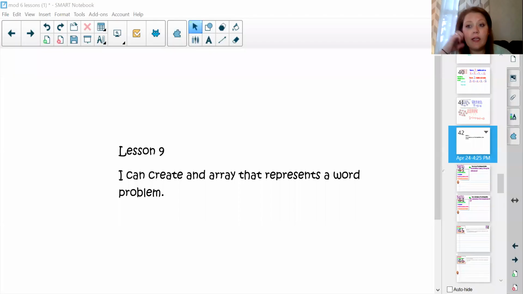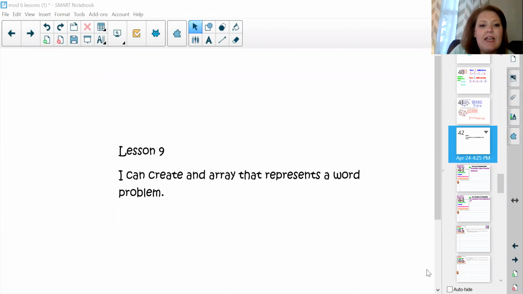It is word problems. And before you all groan, because I can hear you all right now, all the way in Castile, moaning and groaning, it's not going to be that bad. We'll get through it. I believe in you.